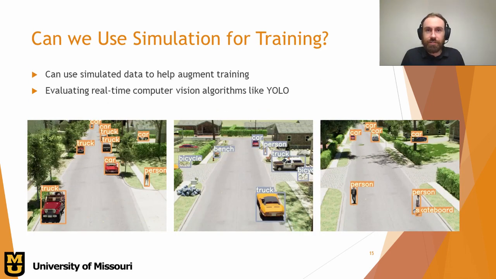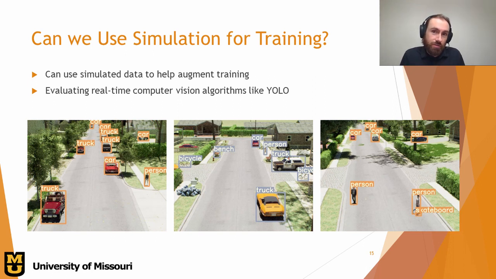Another thing we can do is use the simulation components of VADER for training and testing real-time computer vision algorithms. Here we've got some synthetic imagery generated with the Unreal Engine, and we're running YOLOv5 on the images. You can see with ray tracing enabled, it's able to pick out the main objects in the scene, like cars, trucks, and people. But just like with real data, there are some things it gets wrong, like the car in the middle image that's labeled as a truck, or the skateboard in the image on the right that's really just a person's shadow.